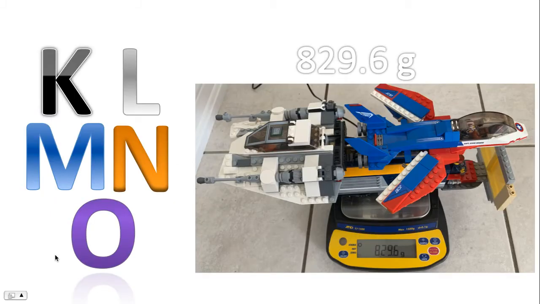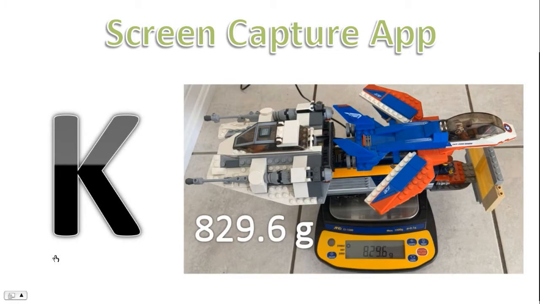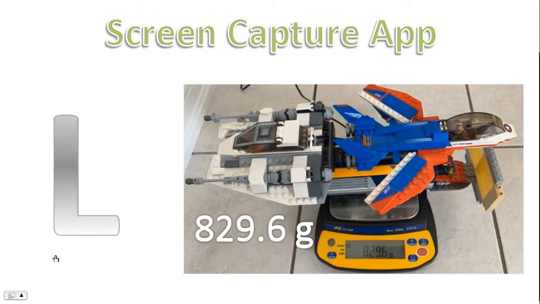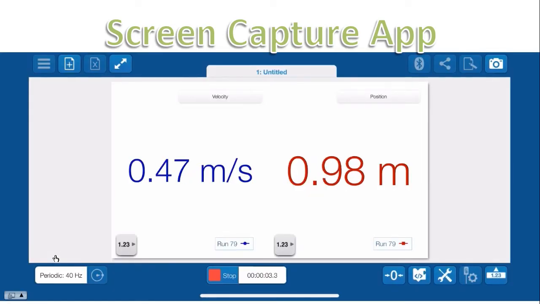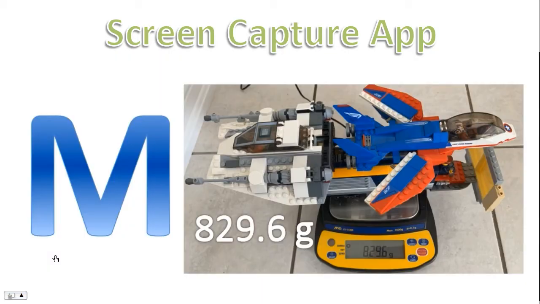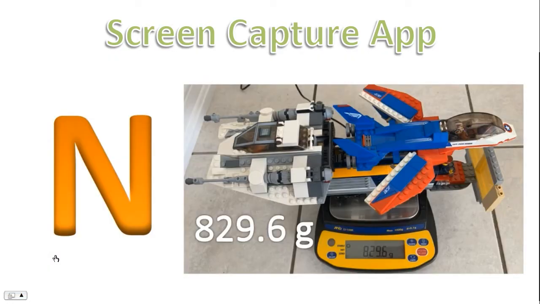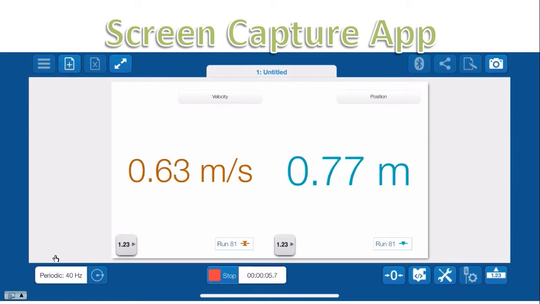Finally, we have trials K, L, M, N, and O, and I have 2 ships attached to the train to increase the mass by an even greater amount. Here is the data for K, L, M, N, and O.